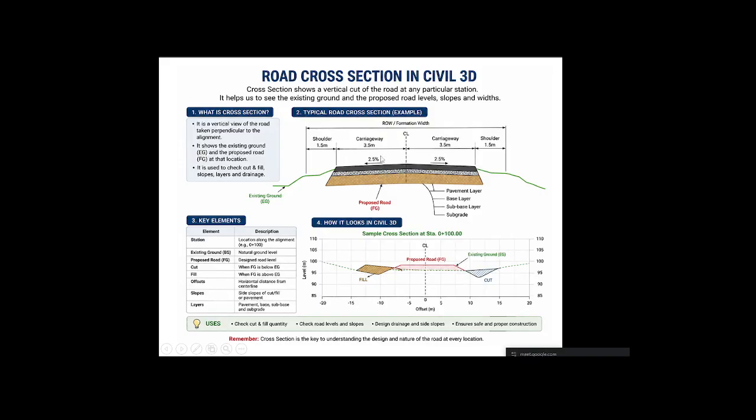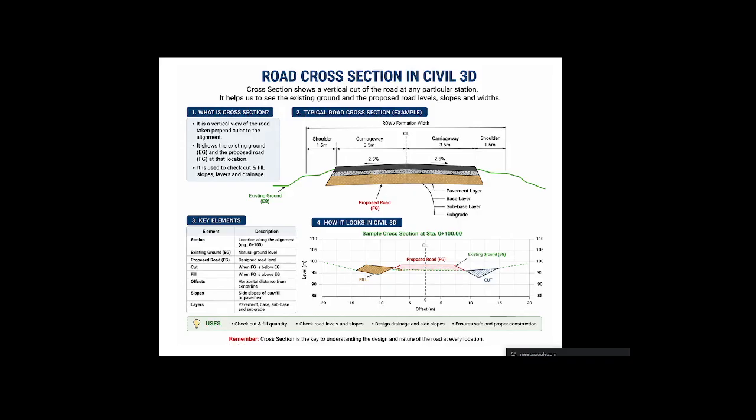A road cross section works in exactly the same way. So this one is like a road cross section. It is a side view of the road at a particular station, and it shows us what the road looks like from the inside. So this is the basic concept.